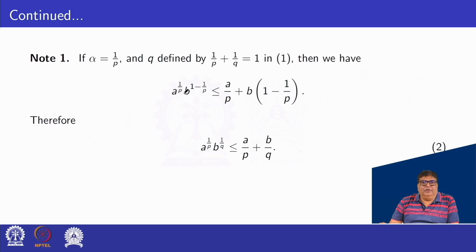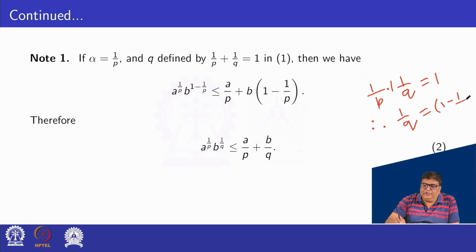Therefore, a to the power 1 upon p, b to the power 1 minus 1 upon p is less than or equal to this. 1 minus 1 upon p is equal to 1 by q, because 1 upon p plus 1 upon q is equal to 1. Therefore, 1 upon q is equal to 1 minus 1 upon p. So, putting the value of 1 minus 1 upon p as 1 upon q, we have a to the power 1 by p, b to the power 1 by q less than or equal to a upon p plus b upon q.